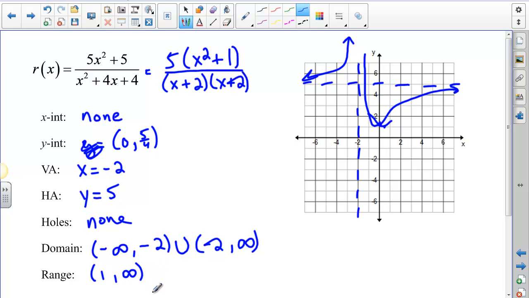So there are some examples. Some of them are a little bit trickier than others. If you got a little confused, watch again, and we'll talk a little bit about it tomorrow.